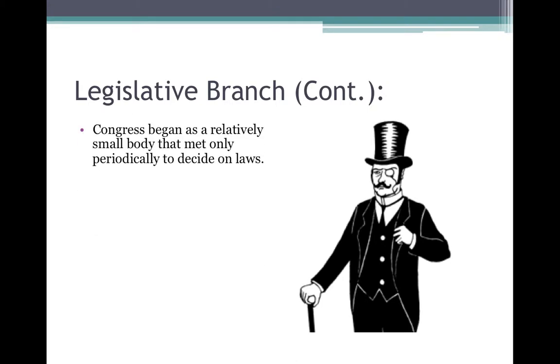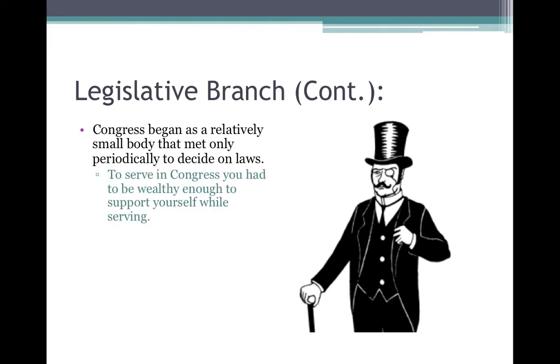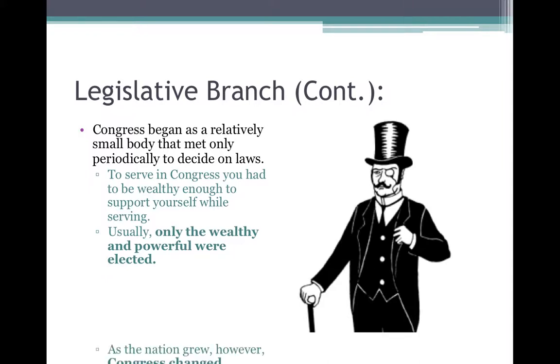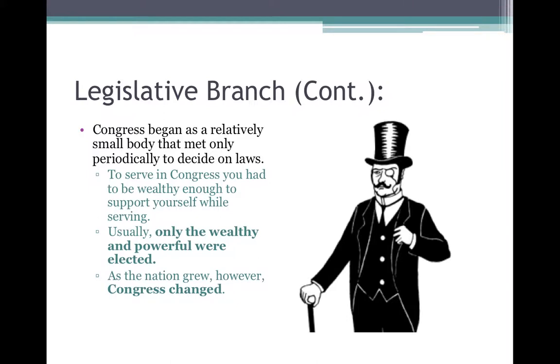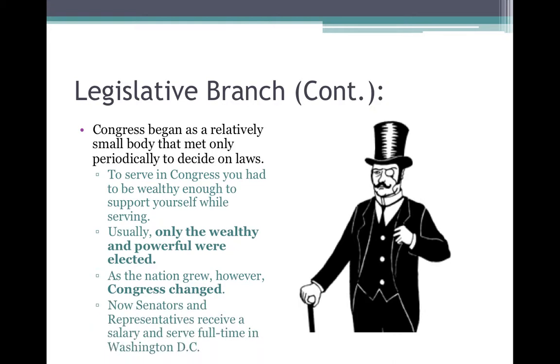Congress began as a relatively small body that met only periodically to decide on laws. To serve in Congress, you had to be wealthy enough to support yourself while serving. Usually, only the wealthy and powerful were elected. As the nation grew, however, Congress changed. Now senators and representatives receive a salary and serve full-time in Washington, D.C.